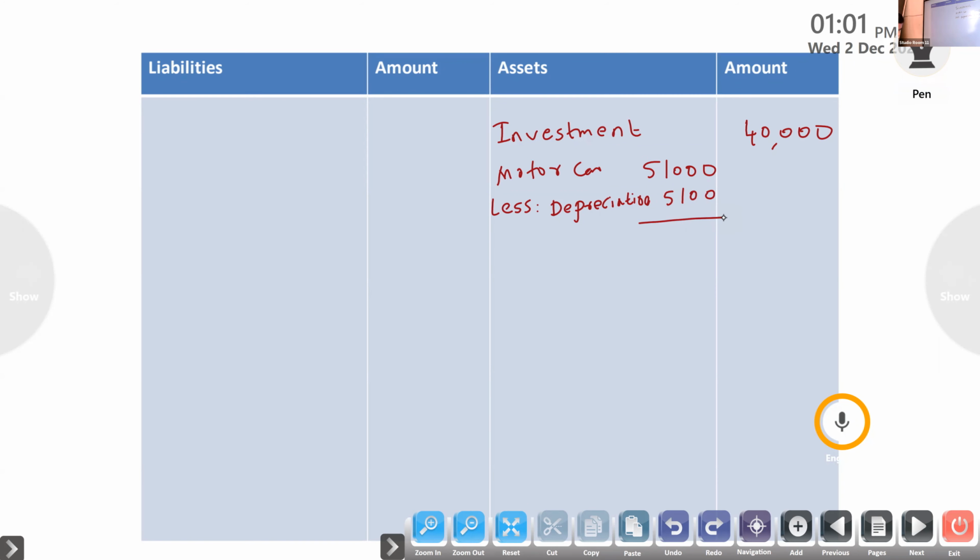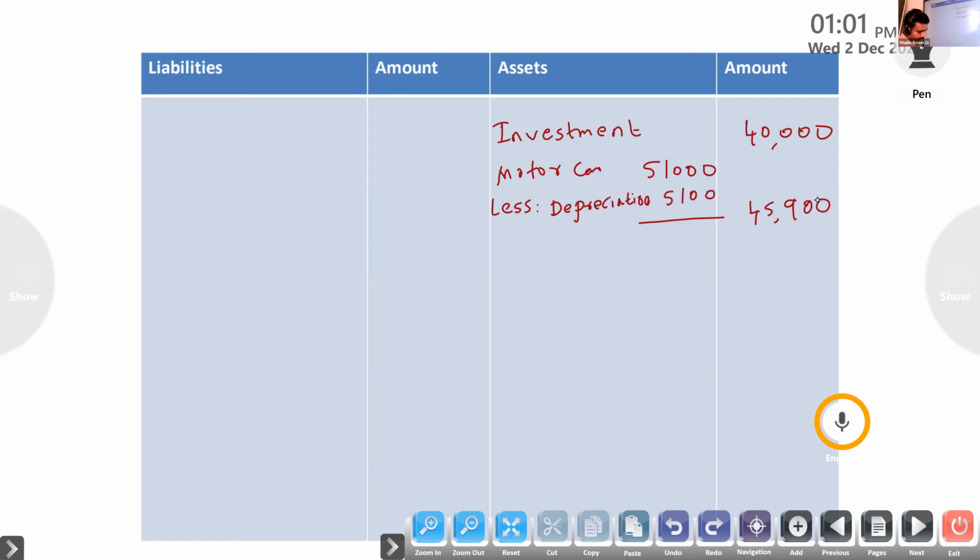So 51,000 minus 5,100 gives 45,900. Next, motor car less depreciation.